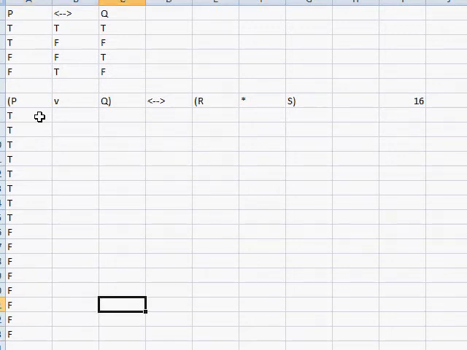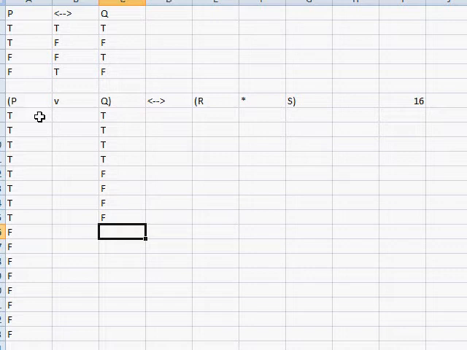Alright, now we're going to get a Q. We're going to get half of 8, which is 4. So we're going to get 4 truths. 1, 2, 3, 4. We're going to get half of 8 falses, which is 4. 5, 6, 7, 8. And we're going to maintain this pattern. 9, 10, 11, 12, 13, 14, 15, 16.